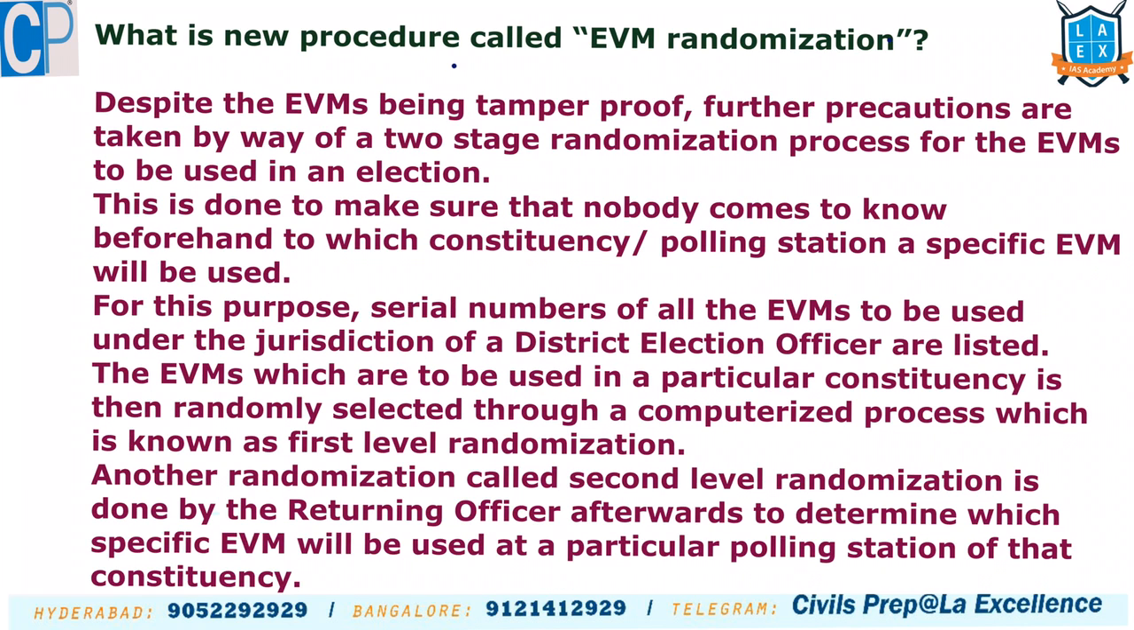Here, you might have heard the word EVM randomization. What is it? It means allocation of EVMs is randomized in a district and in a constituency. Once the EVMs are allotted to a district, we will not know which EVMs are for which constituency or polling booth. So this also made the EVMs tamper-proof.